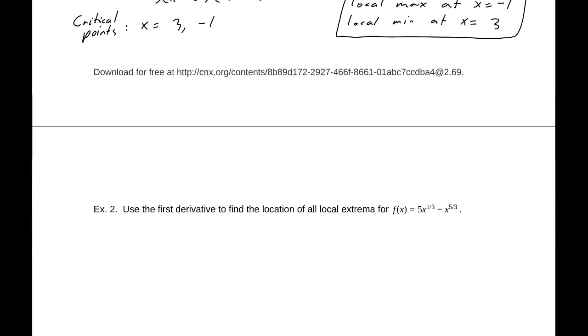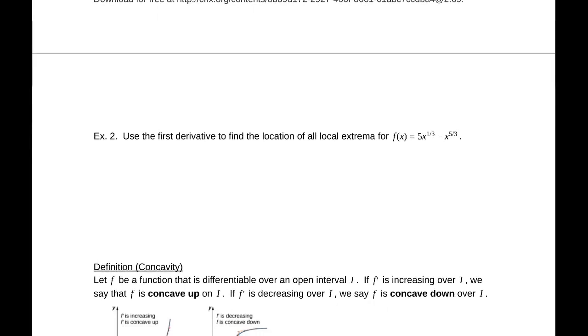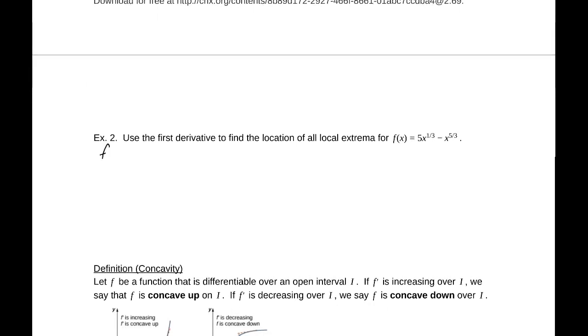Next, use the first derivative to find the location of all local extrema for f of x equals 5x to the 1/3 minus x to the 5/3. All right, taking the derivative of that, we get 5/3 x to the negative 2/3 minus 5/3 x to the positive 2/3. We are going to set it equal to 0, but first let's rewrite this.